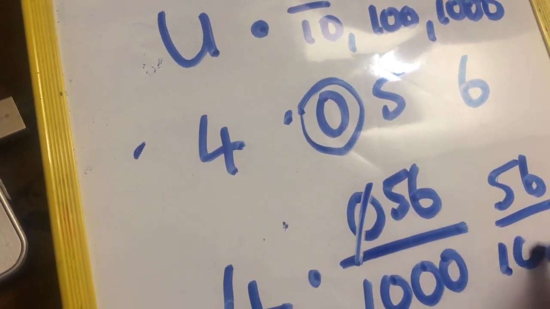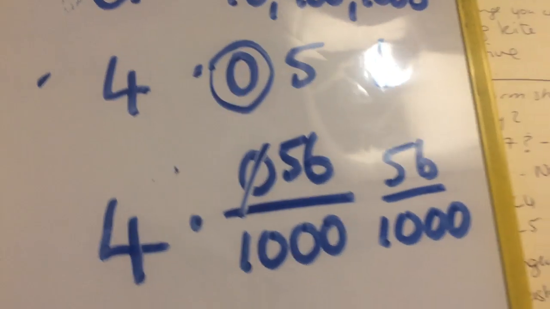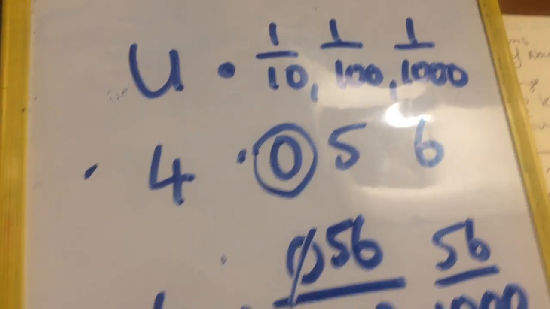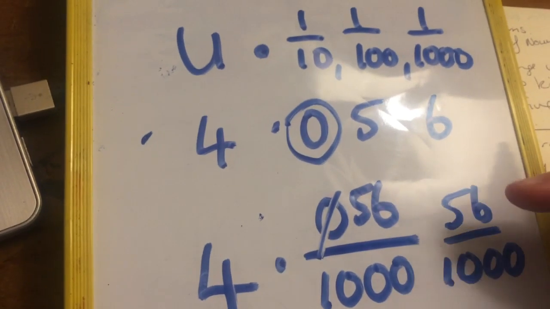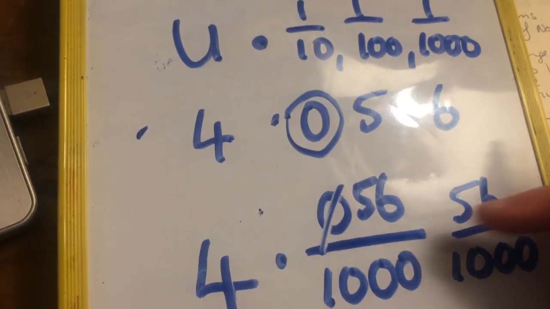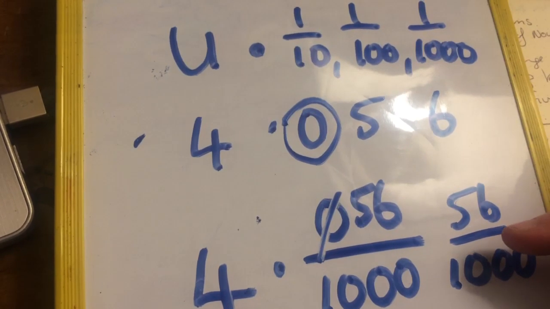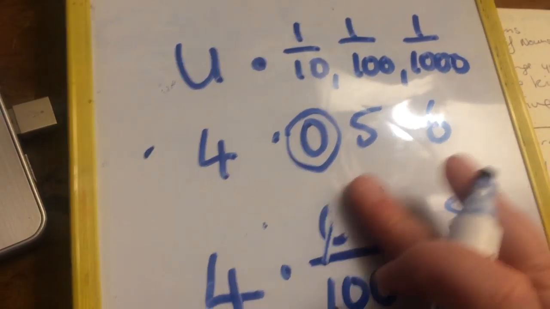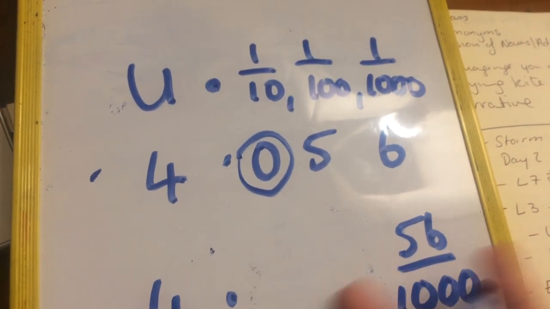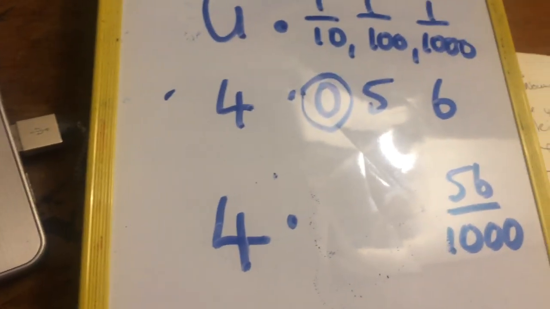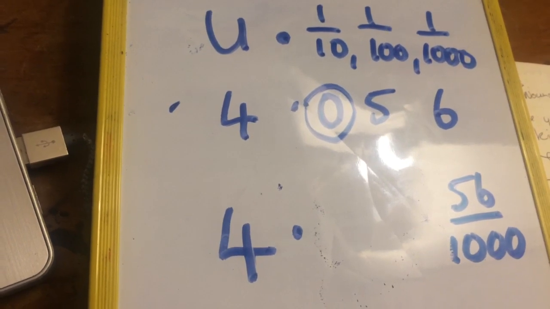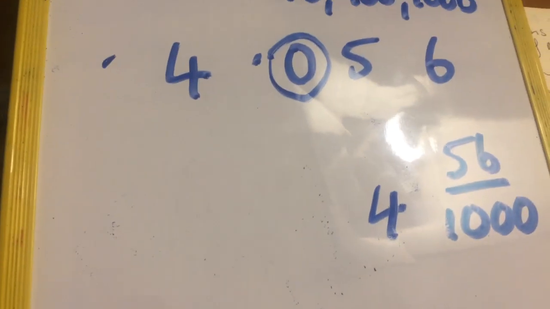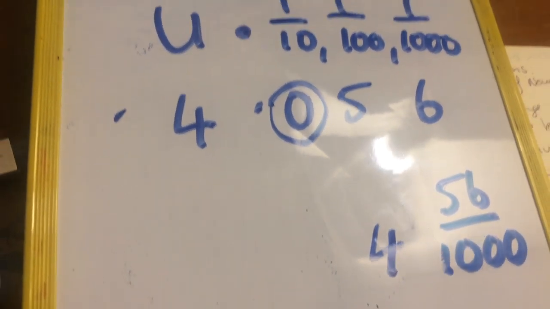So do you remember when we had our Dienes blocks? And this is where I'd be showing you a Dienes block and talking you through it. But there's only 56 small ones in the whole 1,000 cube. Do you remember those blocks? There's only 56 of them, so they're over 1,000, okay? All right, there's no tenths, there's just 56 over 1,000, okay? So that's how you would write that. 4 and 56 over 1,000 is that in fraction form, okay?